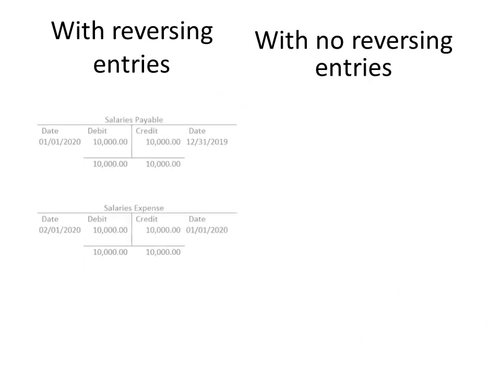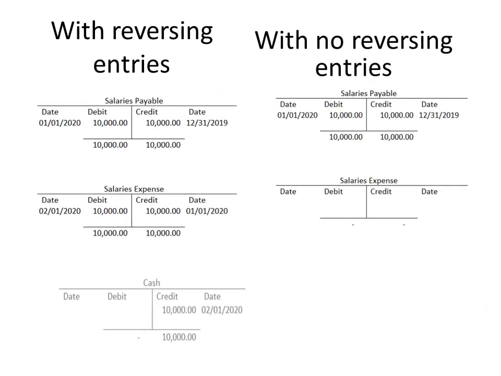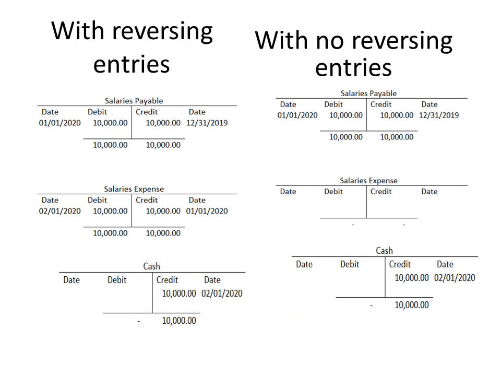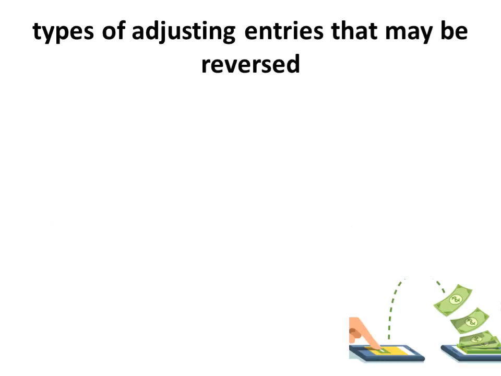So let's compare with reversing entry and with no reversing entry, and you will see it's just the same. For salaries payable, 0. For expenses, it's still 0 because the expenses pertain to the prior period. But there is a negative 10,000 for cash because we paid the salaries of Christopher, which is really payable for the prior period. Okay?